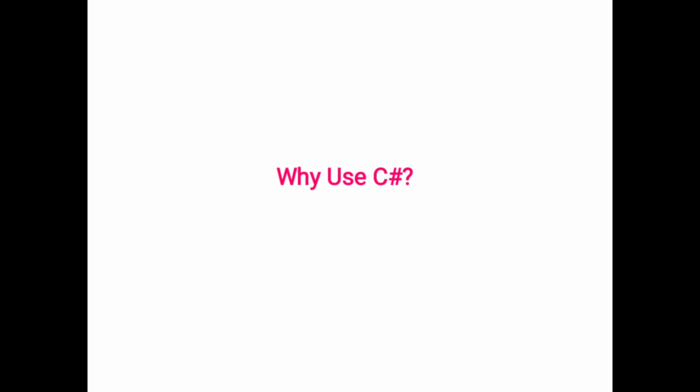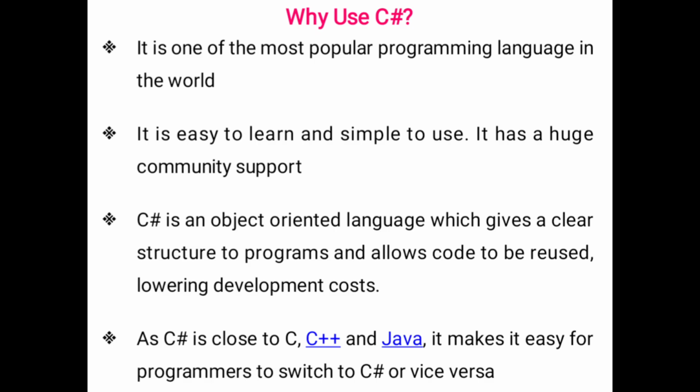So next, why do we use C#? It is one of the most popular programming languages in the world. It is easy to learn and simple to use. It has huge community support. C# is an object-oriented programming language which gives a clear structure to programs and allows code to be reused, lowering development cost. As C# is close to C, C++ and Java, it makes it easy for programmers to switch to C# or vice versa.